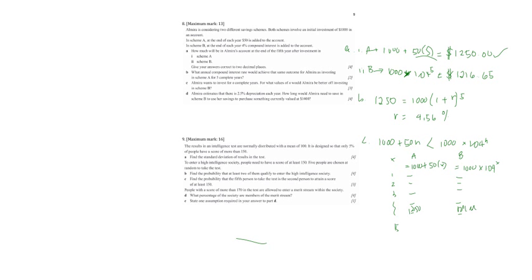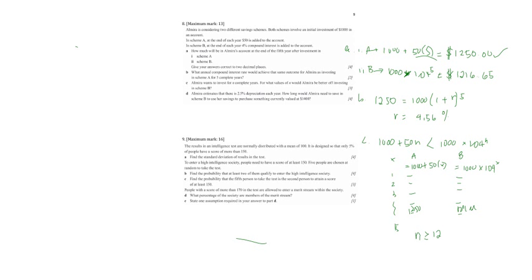And then you go down and find out at what particular year it is better to invest in scheme B than A. And you'll find out that it is when N is greater than or equal to 12. So it starts at the 12th year that it's better to invest in scheme B.